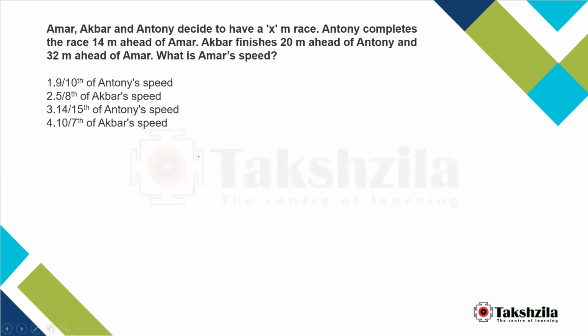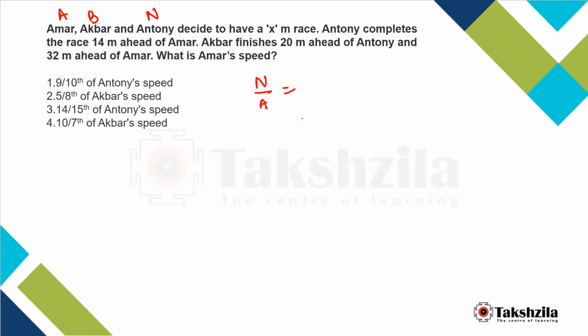Amar, Akbar, and Antony decided to have an x-meter race. Antony completes the race 14 meters ahead of Amar. Exactly the same thing. We'll name Amar as A, Akbar as B, and Antony as N. So Antony is N, Amar is A. Antony completes 14 meters ahead.